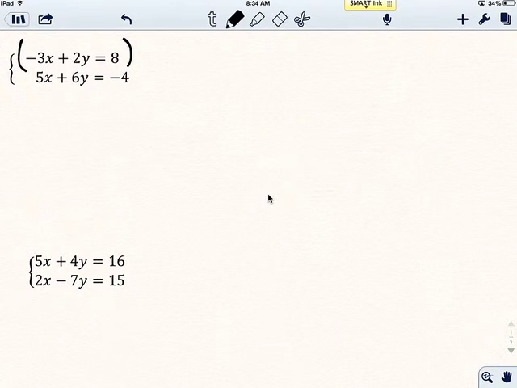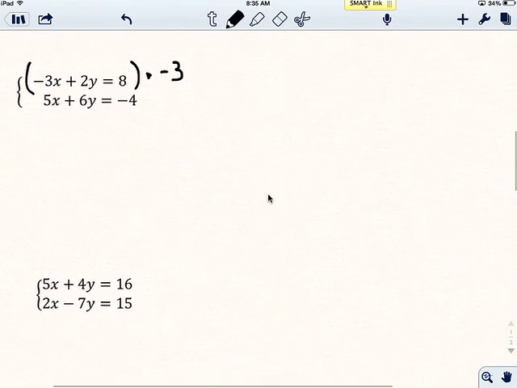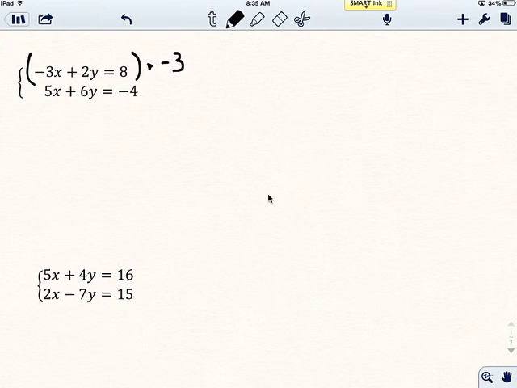Now, if you're in Miss Lee's class, she writes the number out in front. I just kind of like to write it next to it. So I'm going to write my little times symbol, my multiplication. And now I want to multiply this by negative 3. Now it's important that it's negative here because I need to have one negative and one positive for my y's in order for them to cancel.